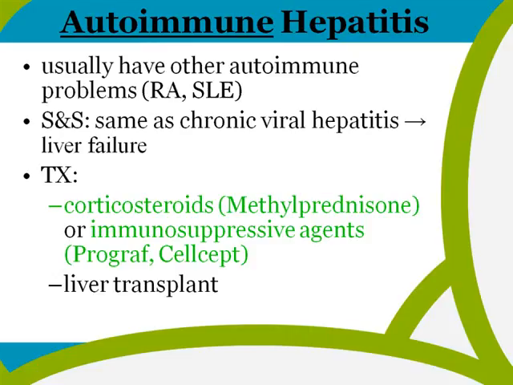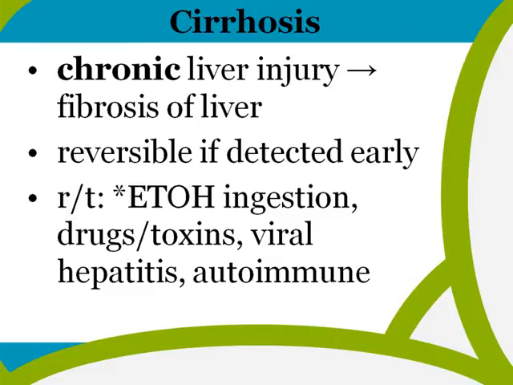So since this is immune driven, we want to slow down the immune response, or slow down the immune system. And we'll use steroids, which suppress inflammation. We may also use immunosuppressive agents, and these are the agents that slow the immune system. Liver transplant may be an option, but the issue is the immune system. So even if the patient does get a new liver, the immune system may still try to attack that tissue. So it may be a reoccurring issue.